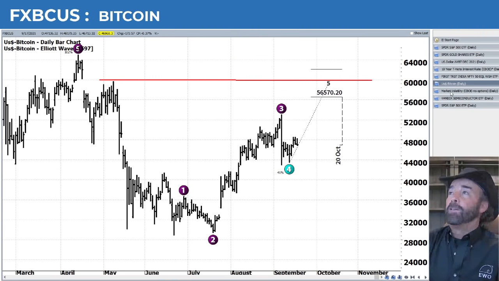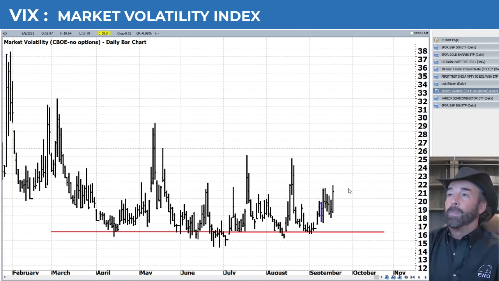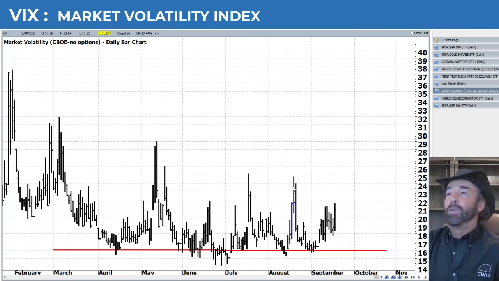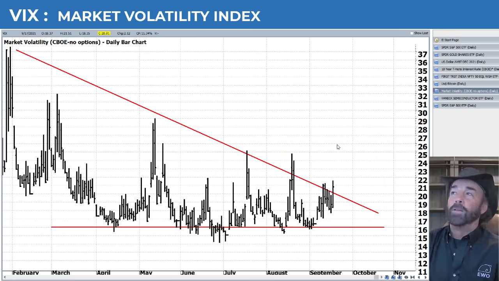Looking at volatility, you can take a look here at the VIX. You can see that we bounced off of that 16 level, and there's that volatility. I mentioned that it's not really that elevated yet, but it's elevated a little bit and hasn't broken those highs from August yet. If that happens, then we have to start looking at perhaps we've topped out in the market for a bit.